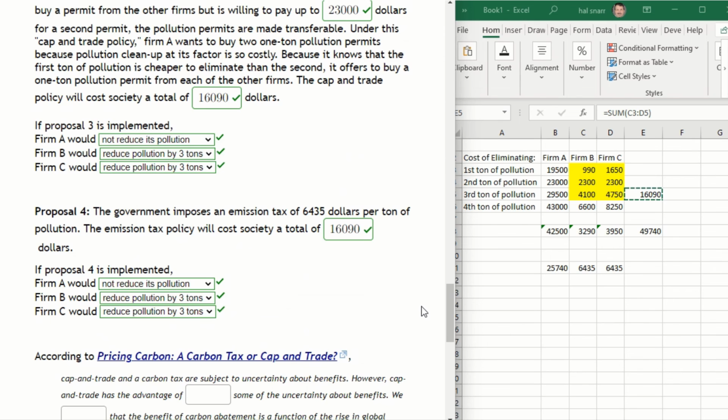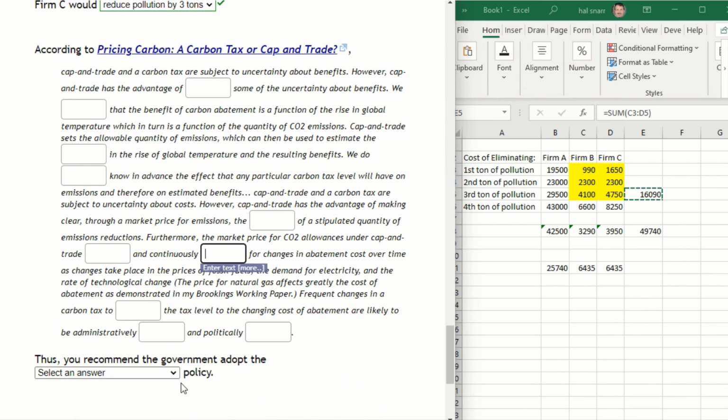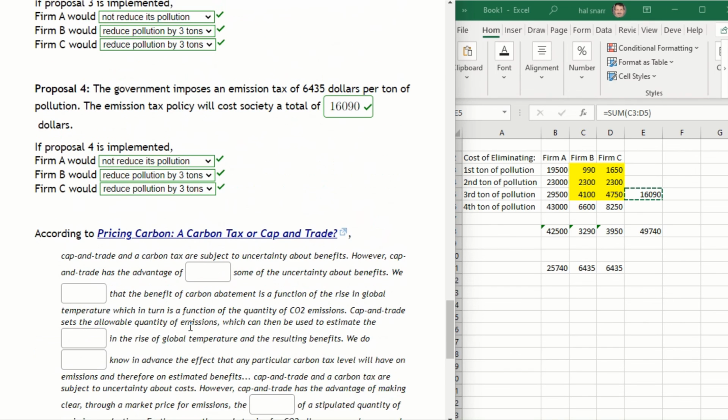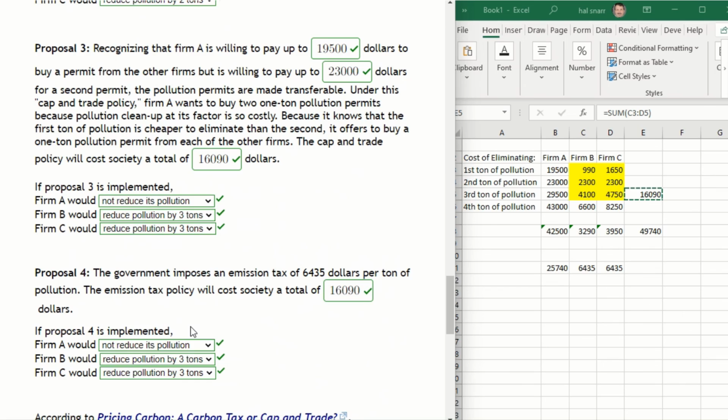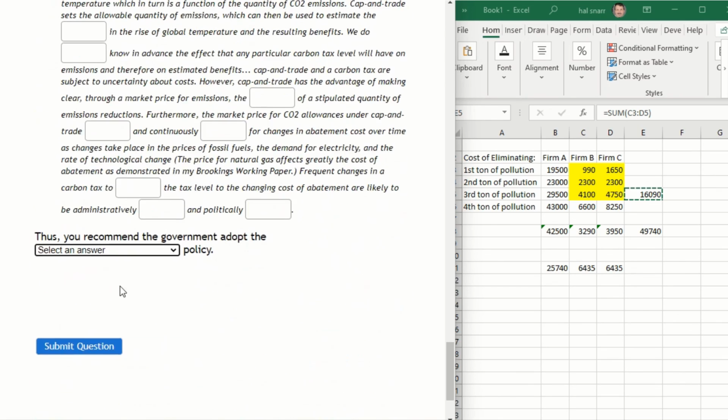All right, so we got all those questions right. Now, you'll read this article here, and the stuff down here are excerpts from this article, and you'll find the words or phrases that go in each one of these boxes. Then you'll use this reading to recommend which policy is the best: policy 4, policy 3, policy 2, or policy 1. You'll make a recommendation there.